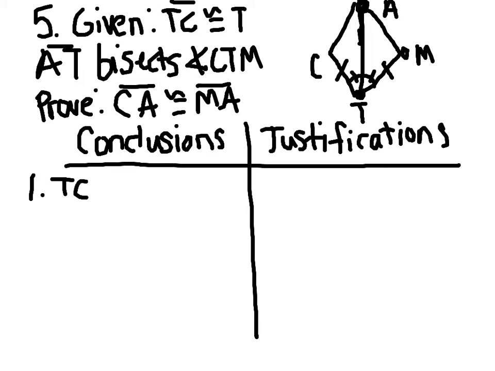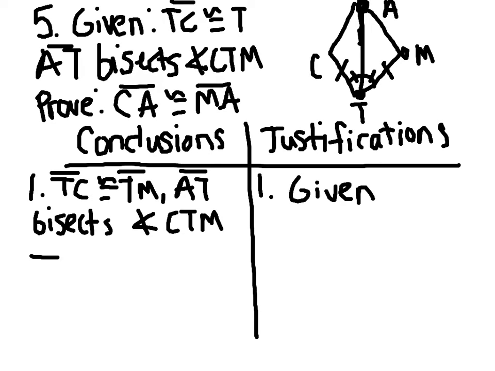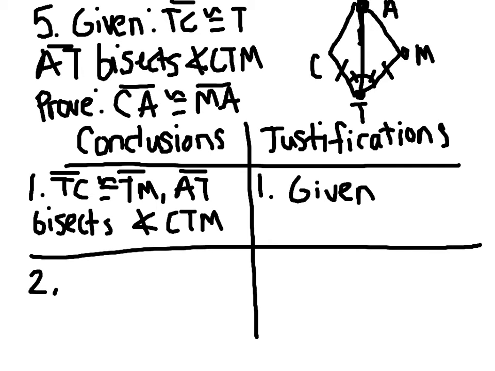So it says TC is congruent, pardon me, to TM, and that AT bisects angle CTM. And the justification for that is it was given. Every problem has some information that they give us. That's what was given. In step 2, it says definition of bisector.